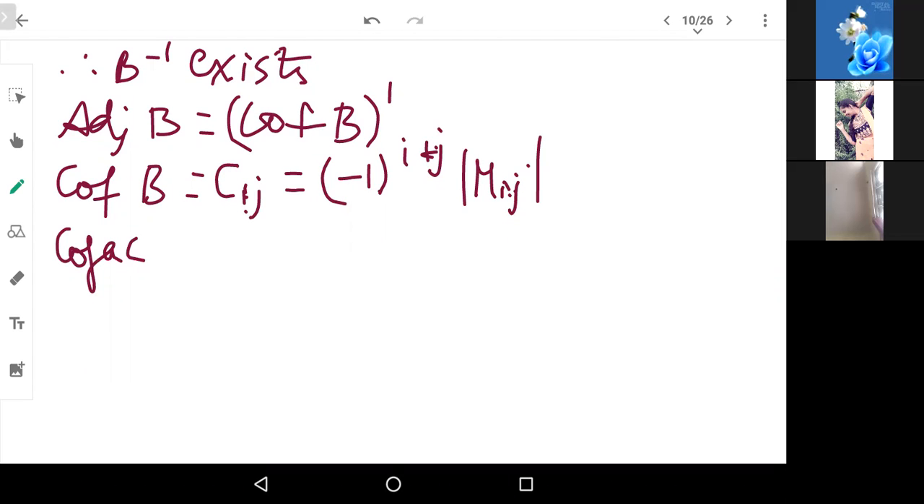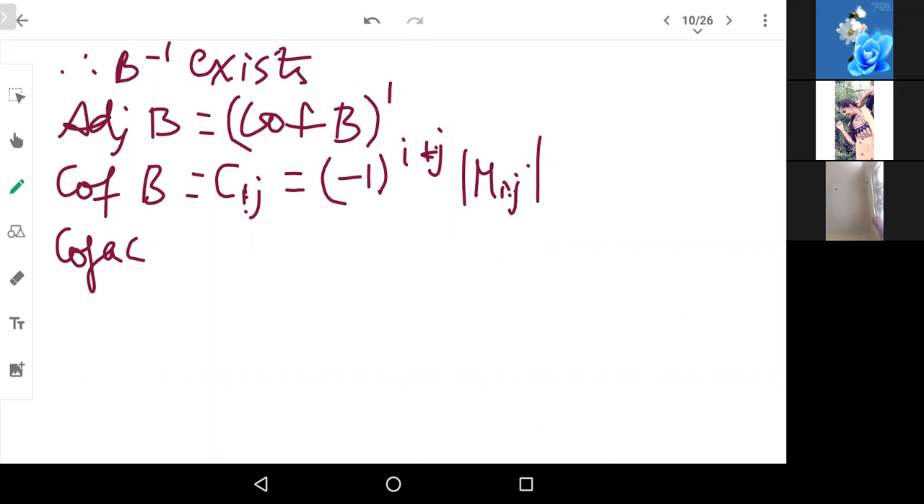Cofactor is 12, -5. Check that once again. 12, -5. You have to get -5 and 3. How are you getting -12? You will not get -12 again. Please check. Yeah, Rajeshwari's answer is right. 12, -5, -5 and 3. Arpita and Anusha, check your answers once again.